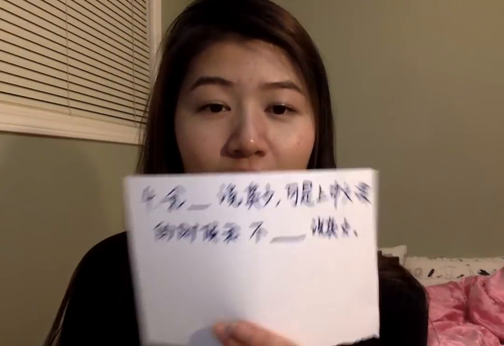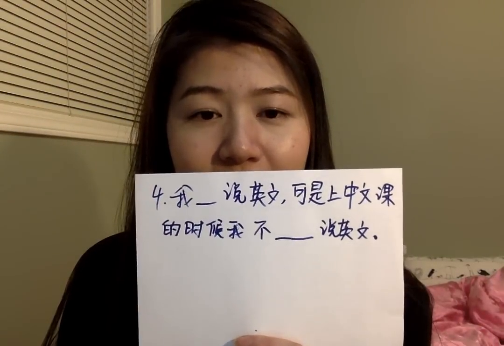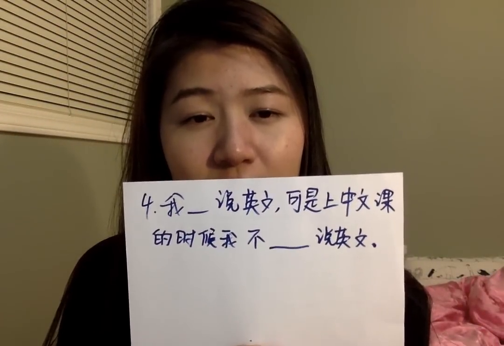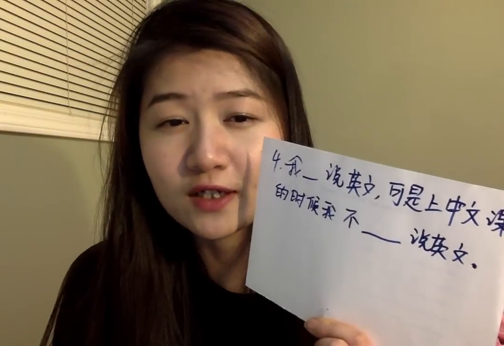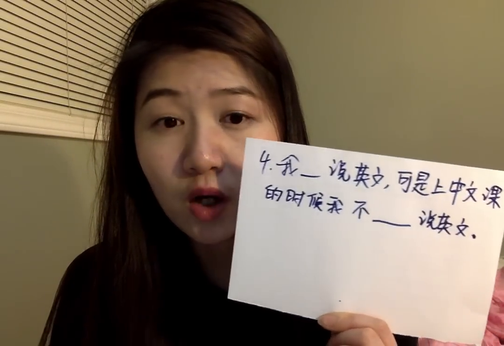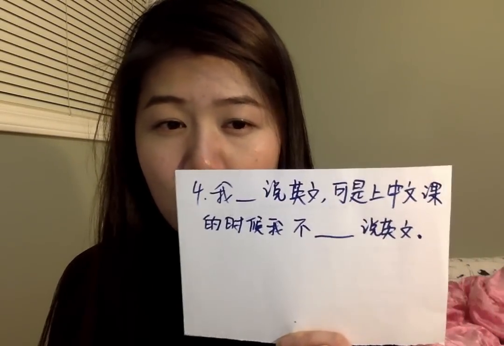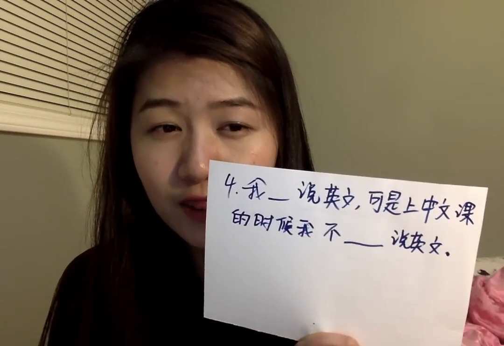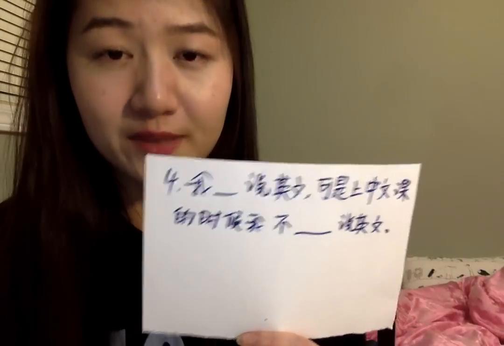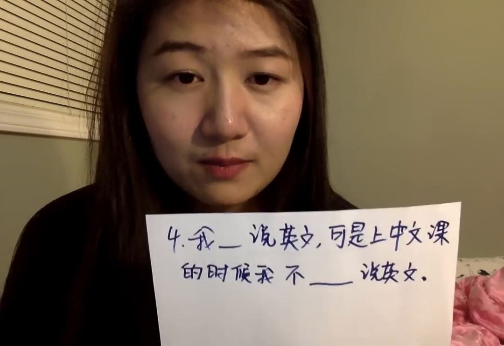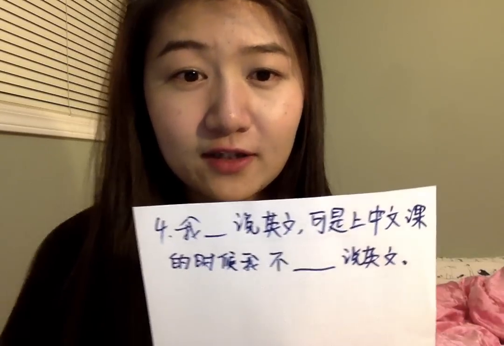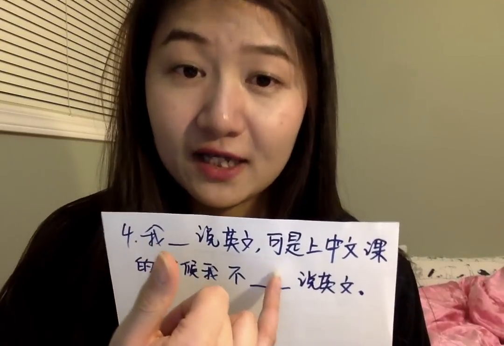Okay, last one. 我 blank 说英文，可是上中文课的时候，我不 blank 说英文。Okay, so first character 我 means me, I. Blank 说 means speak, 英文 means English. And 可是 here means but.